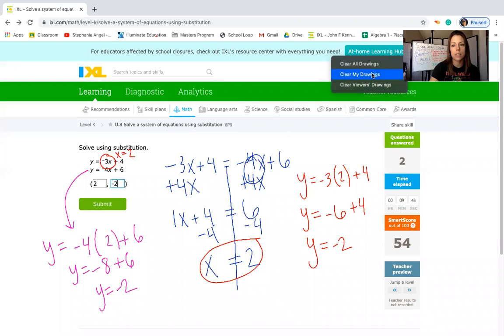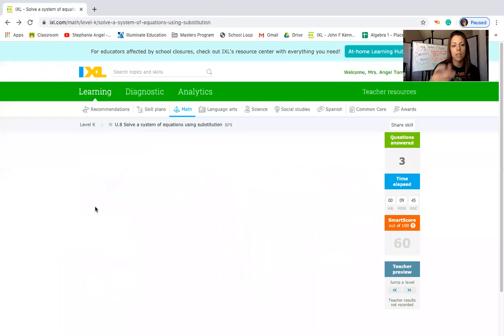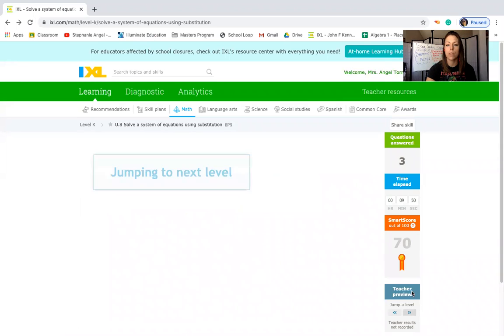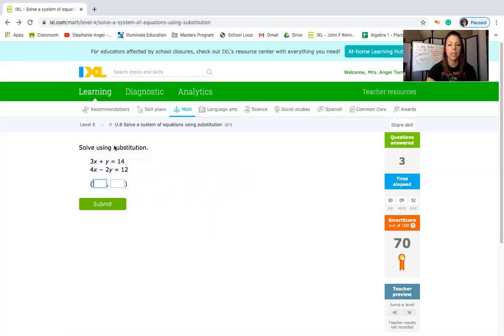Let's hit submit here and see what happens. Looks like we were correct. Whew, thank goodness. So it's another one where you would plug them both in for y. Let's go ahead and do one last one. This is a tougher example, so we'll end with this one.